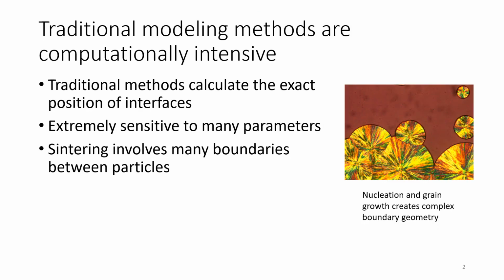I'm developing a phase field model for densification during a sintering process, and this is the final update. The problem with traditional modeling methods is that they are computationally very intensive, since they calculate the exact positions of interfaces. This makes them extremely sensitive to many parameters, and interfaces, such as you can see here, often need to be handled separately as special cases. Sintering is a particle processing method which involves many boundaries between particles, and is thus very complicated to model using traditional modeling methods.